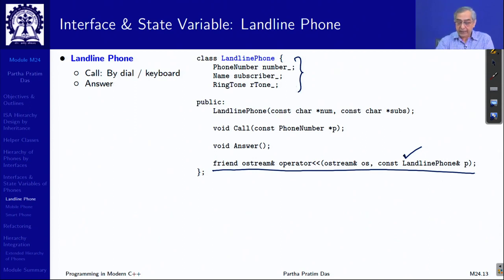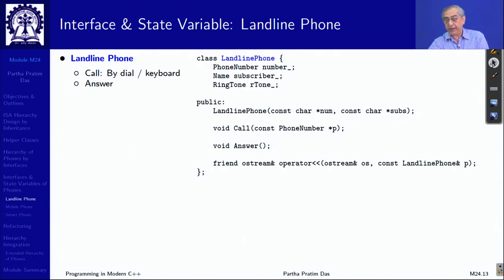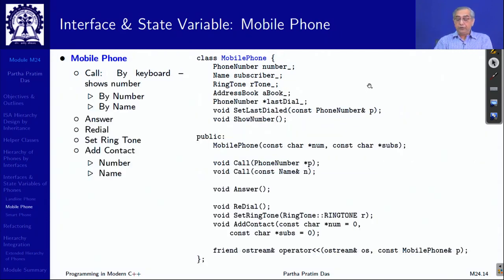That is the reason it is basically an output streamer, to be able to write any object of this class, and this style will be followed everywhere. It is in fact a very generic style for any kind of object, any kind of C++ class design. Moving on, I have the mobile phone concept.